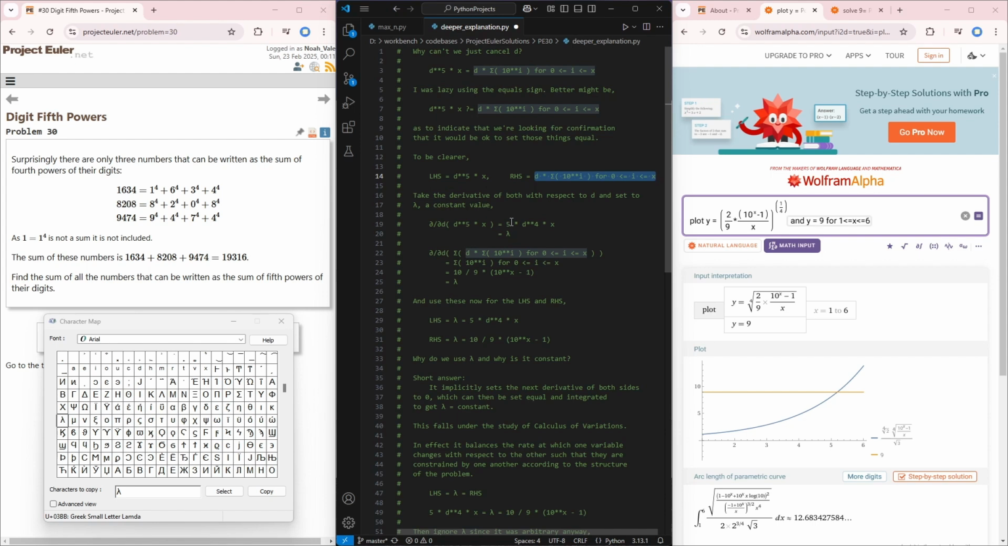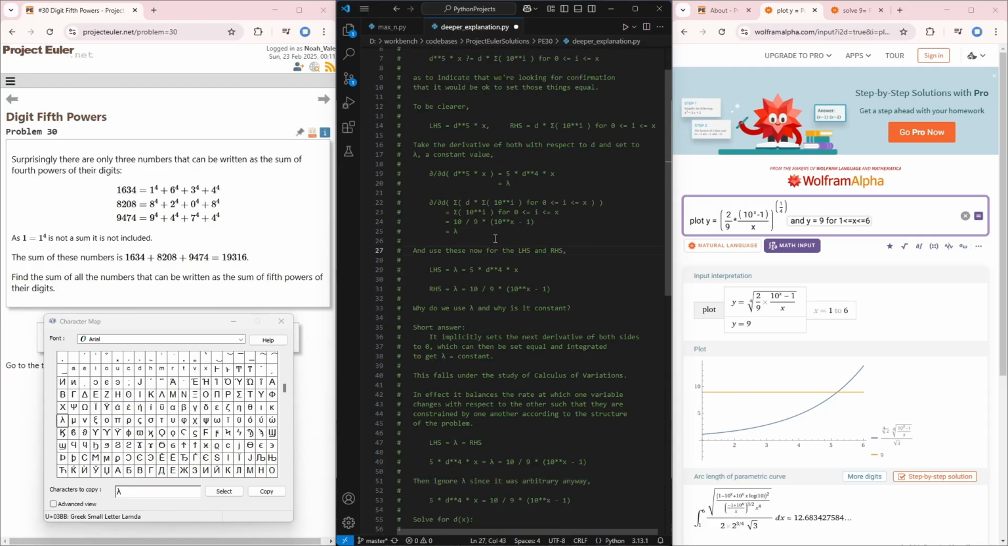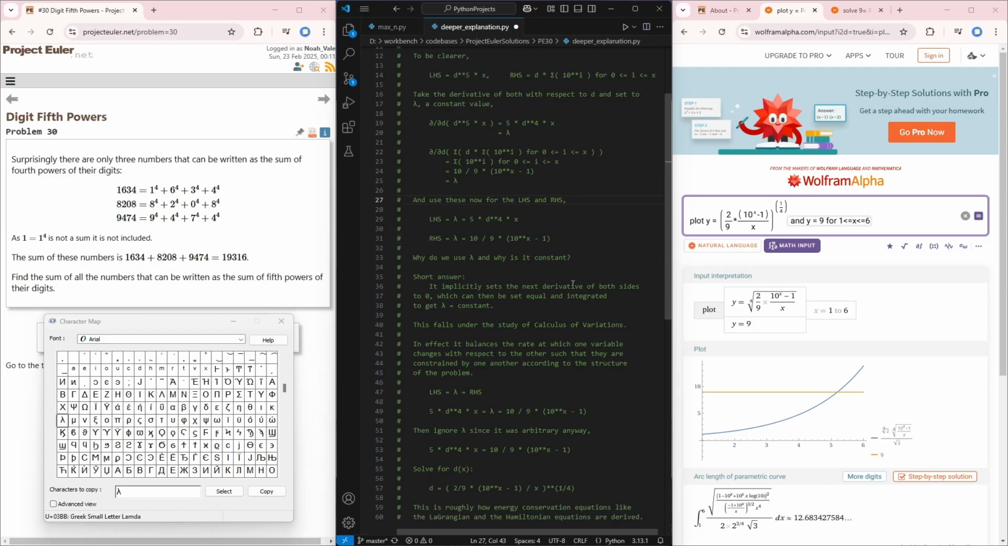And then we take the derivative of both sides once again. So this is the left-hand side, we take the derivative, and we set that equal to a constant lambda. And we do the same to the right-hand side. We take the derivative, and this includes the partial sum result, and then we set it equal to lambda, a constant. And then why do we do that?